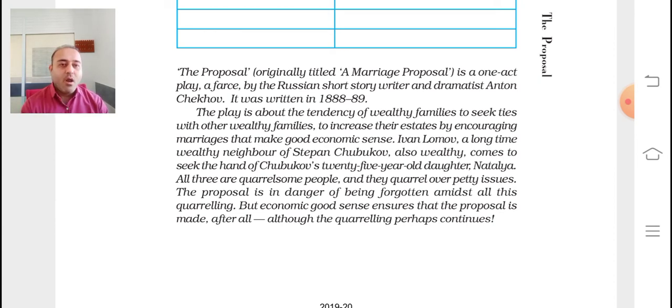Ivan Lomov, a long-time wealthy neighbor of Stepan Chubukov, also wealthy, comes to seek the hand of Chubukov's 25-year-old daughter Natalia. So this I've already explained to you in the introduction and the summary. What is happening? There is a person named Ivan Lomov, who is the groom in this chapter, and he seeks the proposal from Chubukov, who is the father of a 25-year-old daughter, and the name of the daughter is Natalia.